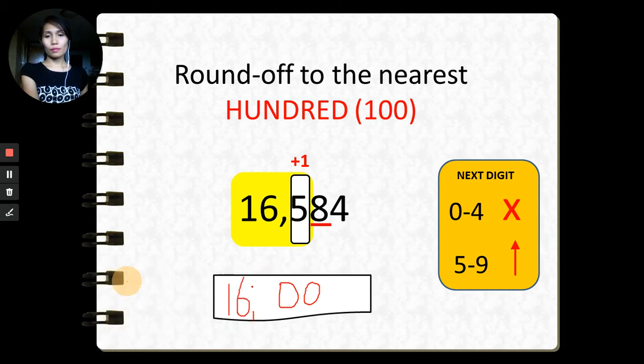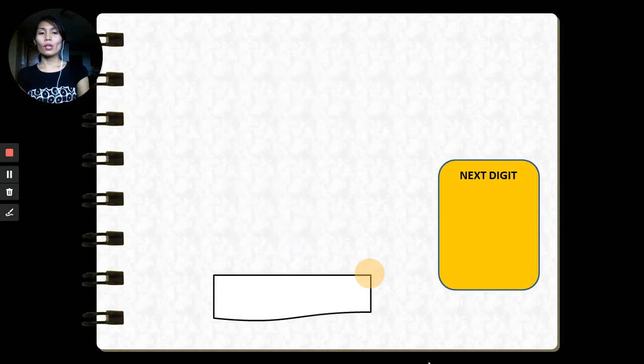So we round off 16,584 to 16,600. That is the rounded number. That means 16,584 is closer to 16,600. That's why we added 1, because it's closer. So anyway, you have a background on this already, so I don't need to discuss further. Okay, so let's try another example.